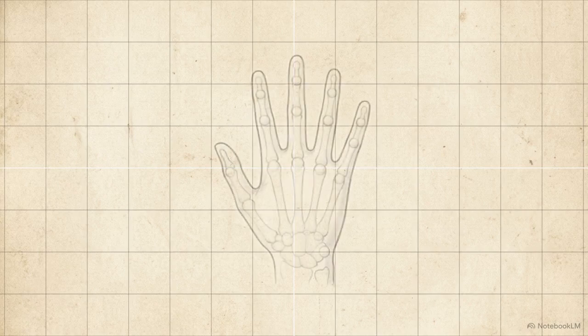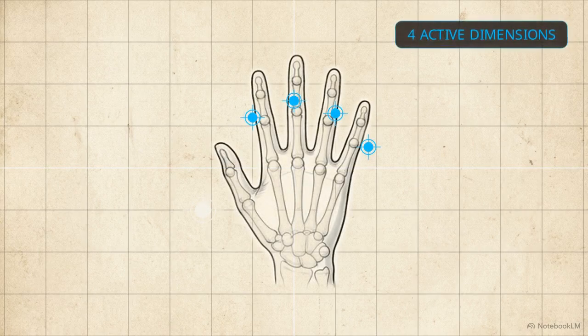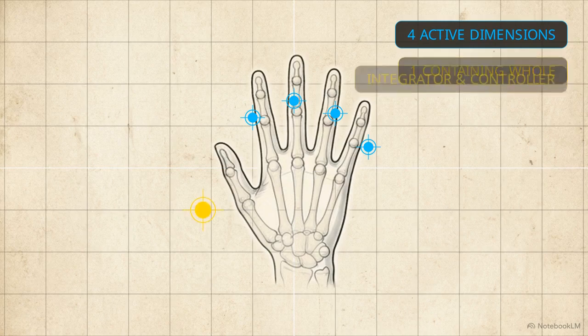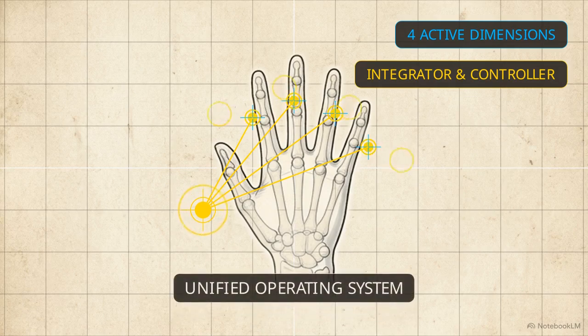The hand's outer structure follows a 4+1 model. The 4 fingers represent active dimensions, and the thumb acts as the functional, containing whole. The thumb is the integrator and controller. It opposes, stabilizes, and directs the fingers, turning them into a unified operating system.